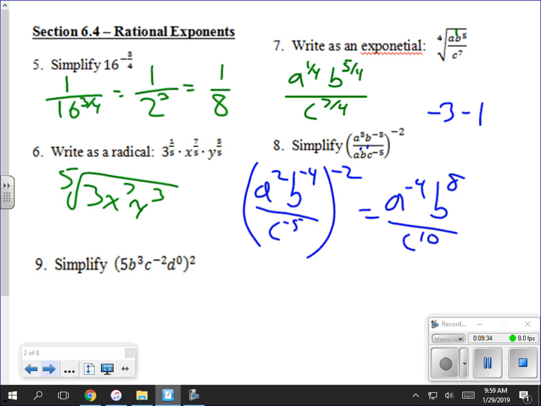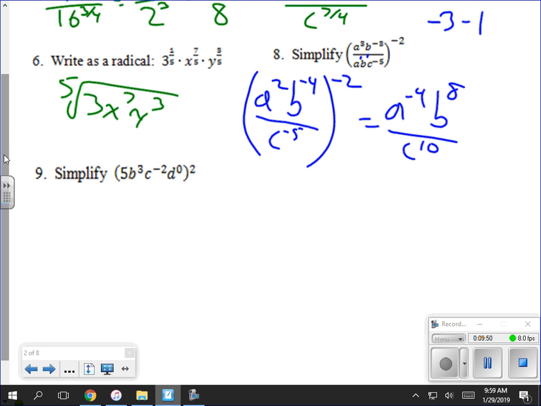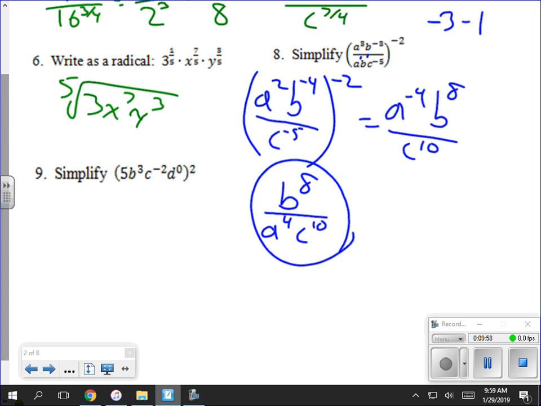I'm not allowed to have negative exponents in my final answer. I have one. I have a to the negative 4, to make it a to the positive 4, move that to the denominator. So that means I have b to the 8th over a to the 4th, c to the 10th. That's my final answer. Probably one of the more difficult ones on this test.